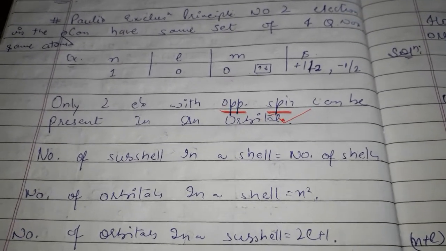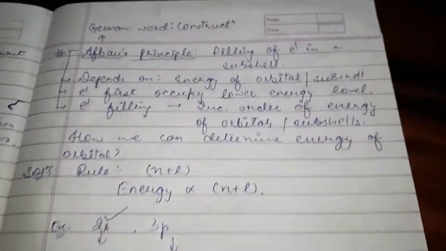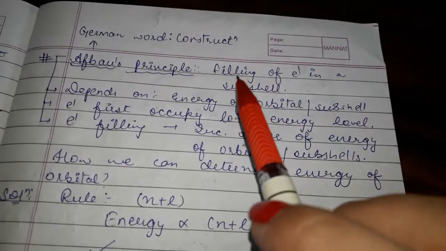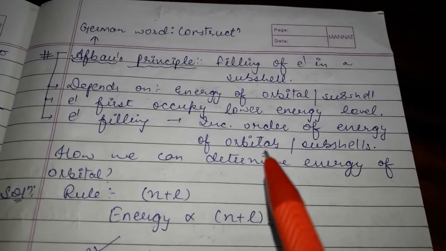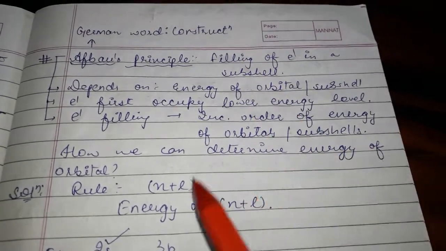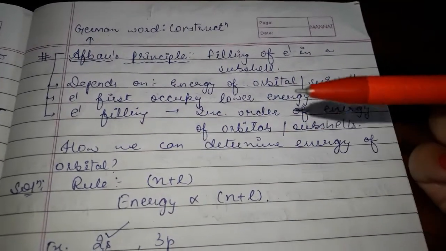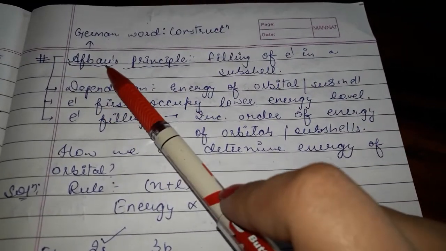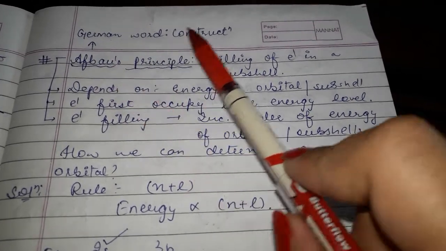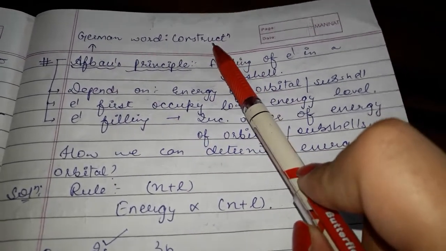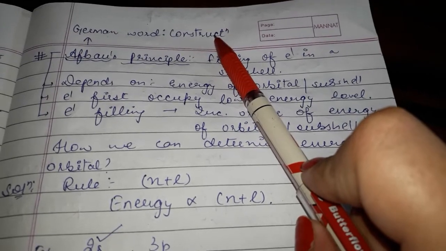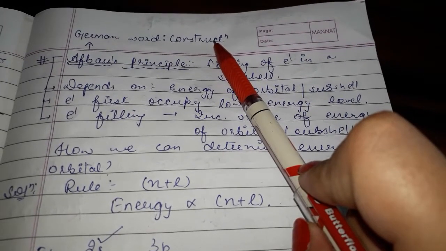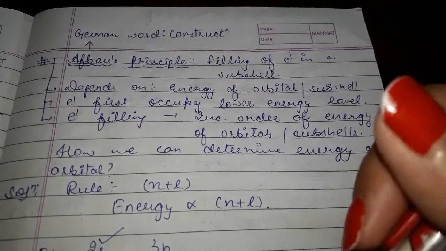Okay, now next is Aufbau principle. According to Aufbau principle, this principle is basically based on the filling of electrons in a subshell. How will you fill the electrons in a subshell? Basically, Aufbau is not the name of a scientist. It is a German word which means construction. That means this is a construction principle, the construction of electrons in a subshell. How we will fill the electrons in a subshell.